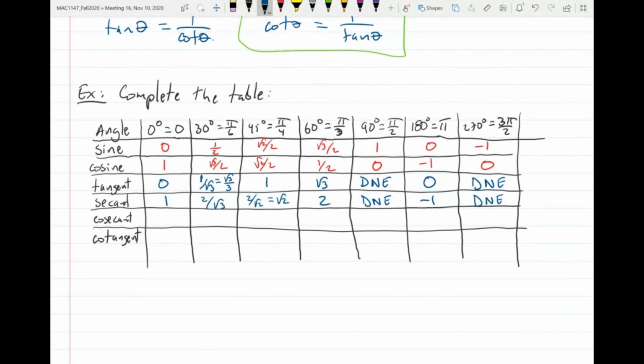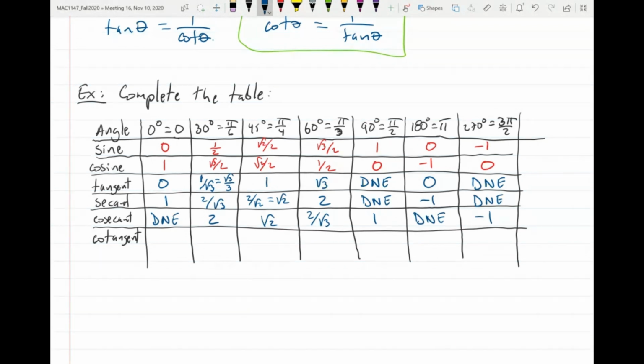Now to get cosecant, we do the same thing, but with the sine row. Remember, cosecant is 1 over sine. So flip 0, does not exist. Flip 1/2, you get a 2. You flip square root of 2 over 2, as we saw above, you get square root of 2. Here you flip square root of 3 over 2, so you're going to get 2 over the square root of 3. Here you get 1, does not exist. And here you get -1.